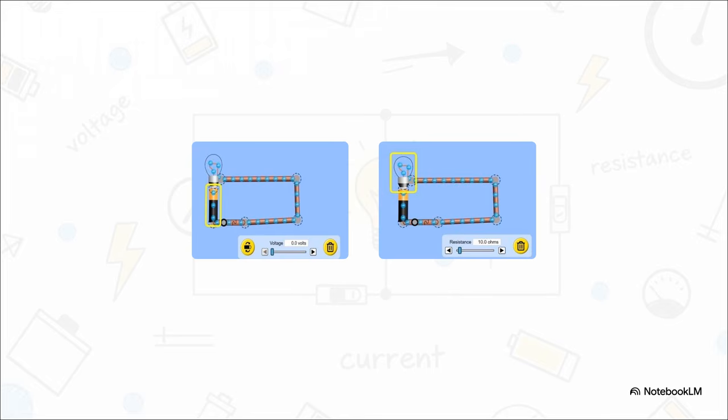Now, if we manipulate this pathway, we can completely change the flow. Imagine a basic closed circuit, but then we decide to add a resistor into the mix.